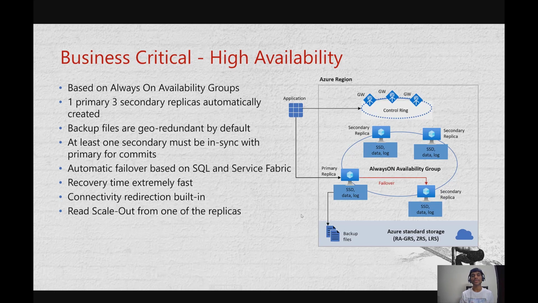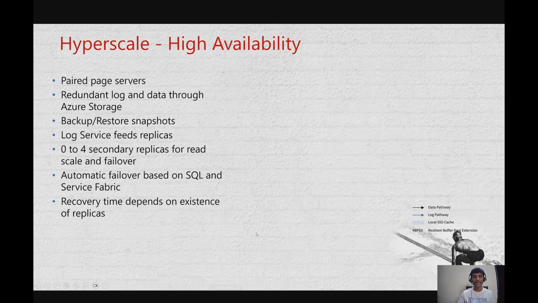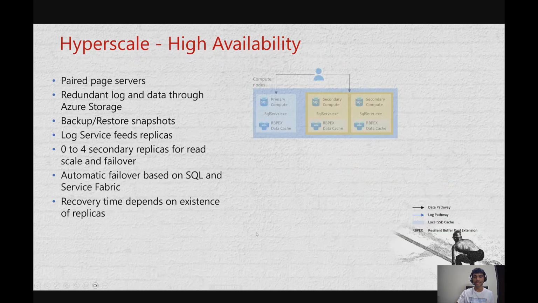Since it's also an Always On availability group with a bunch of secondary replicas, we enable one of the secondary replicas to be used for read scale. So you could connect with application intent equals read only, and then get routed directly to one of the secondary replicas for offloading your reads. All right, so with that, let's get into the architecture for hyperscale.